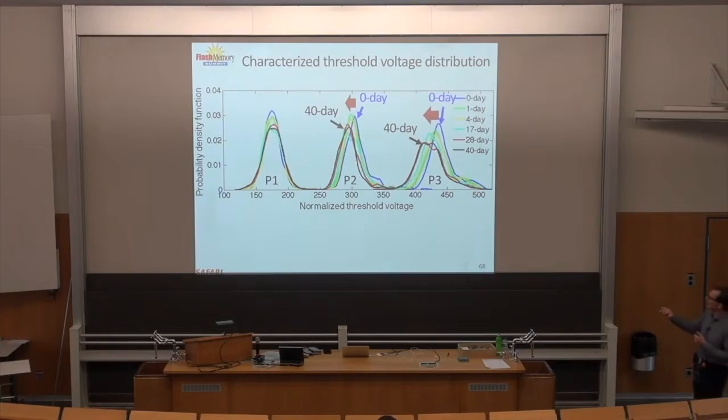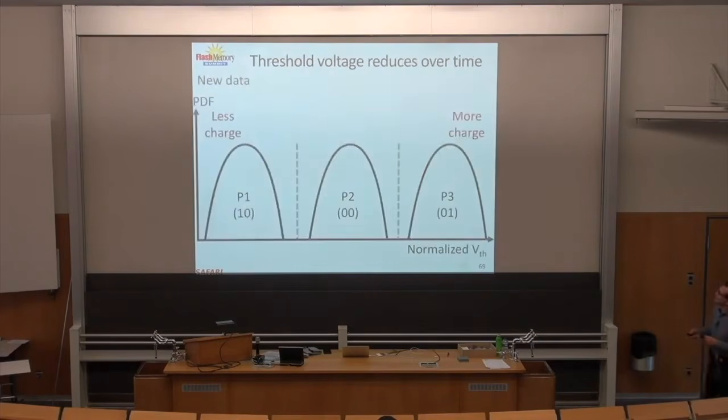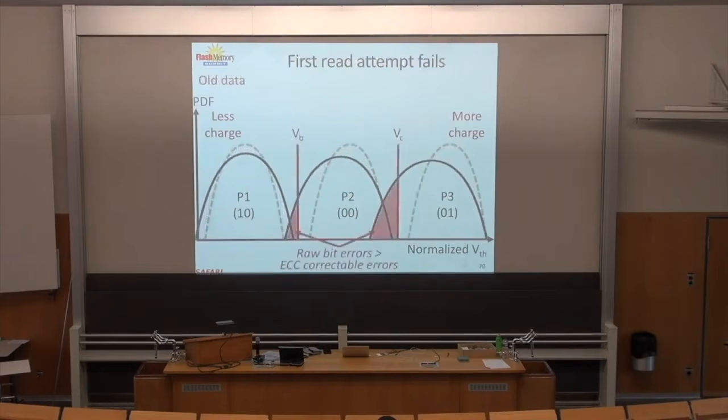If you actually keep going longer, the threshold voltage distribution shifts even more. Basically, the threshold voltage distribution shifts to the left and also widens because of retention loss. You're losing charge. As a result, your threshold voltage reduces, which makes sense. Okay. And basically, this is what happens, as we've seen before also.